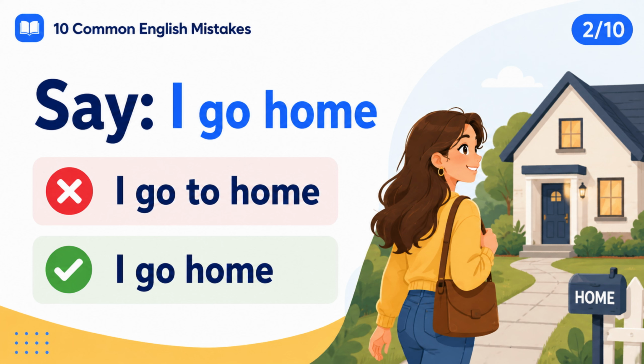Number 2. I go to home. This sounds logical for many learners, but in English, we usually do not use to before home. The correct sentence is, I go home. For example, after work, I go home.